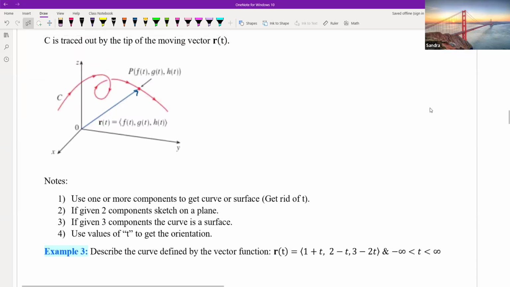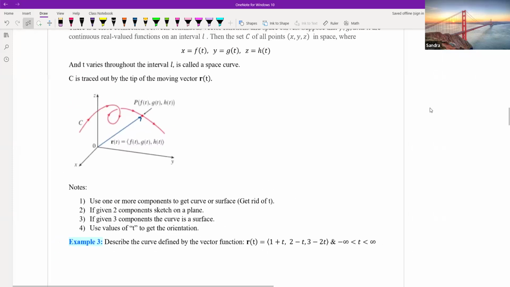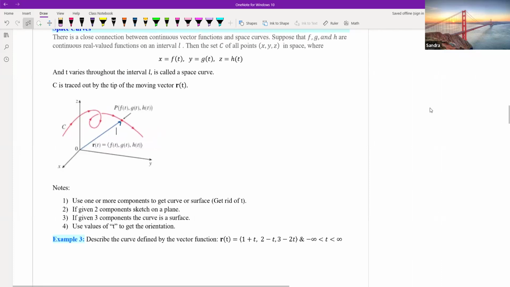They're going to give us a space curve. I'm sorry, they can either give us a curve in the XY plane, or they can give us a surface in XYZ. If that's the case, we're going to use one or more components to get a curve or a surface. We're going to try to get rid of t if it's possible.